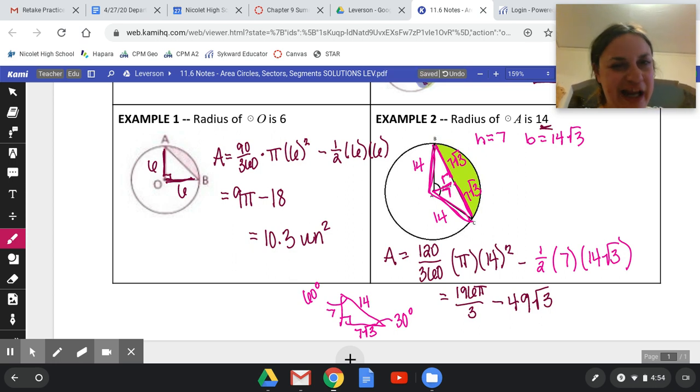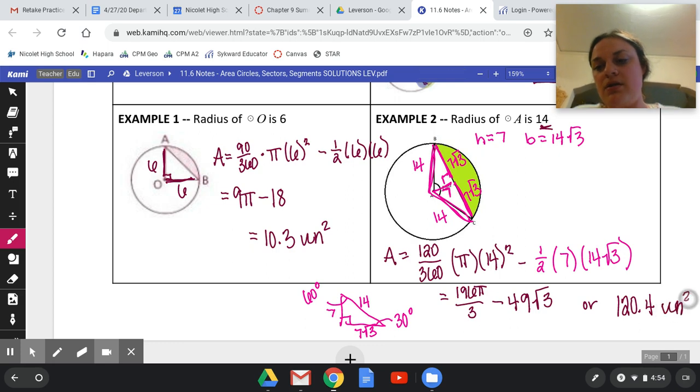Does it look a little hideous? Maybe, but that's fine. It's exact. I can also now just multiply those things out, just type it in exactly as I see it on my paper here. So 196 pi divided by 3 minus 49 root 3 is what I'm typing into my calculator, and I get 120.4 square units. So that is my final answer for the area of the segment of the circle.